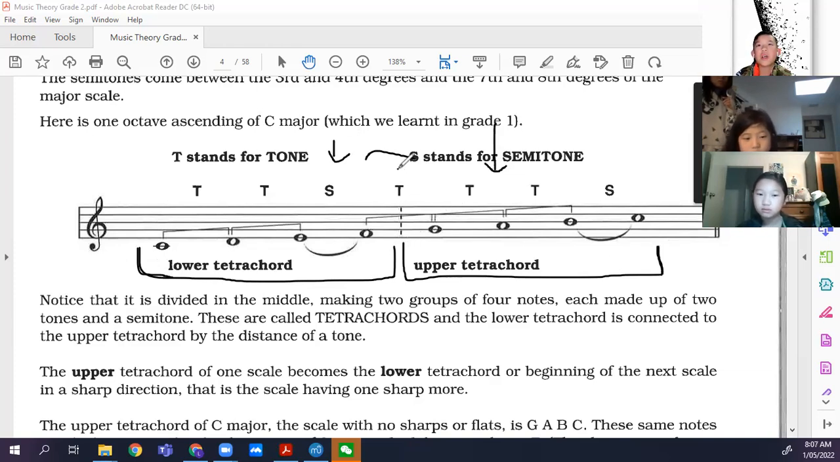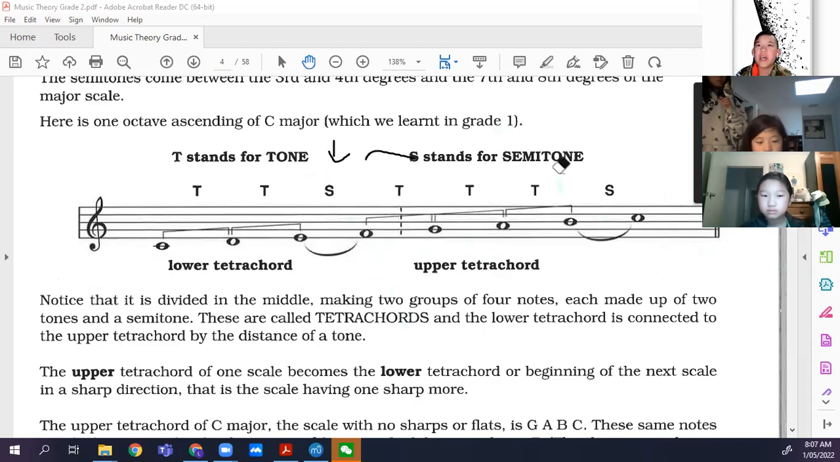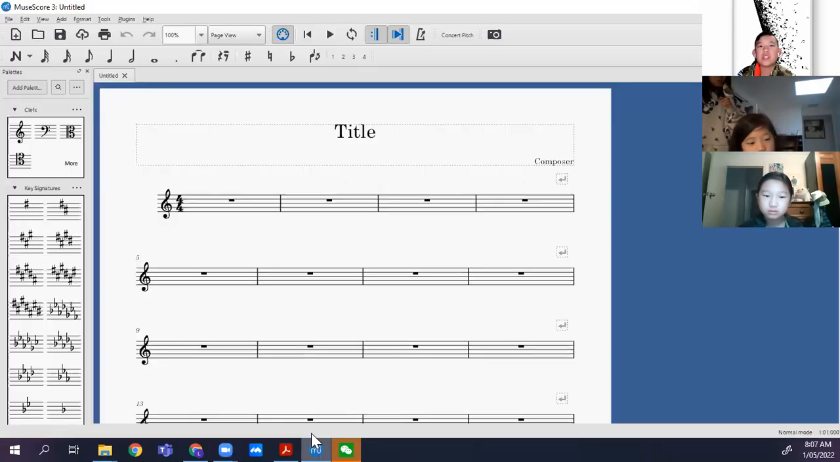And so the scale is split into 2 tetrachords. For C major, the lower tetrachord contains C, D, E, F. The upper tetrachord contains G, A, B, C. Now here's a really neat part. If you take the upper tetrachord here, which is G, A, B, C, you can build up from it to make G major. So here, I'll show it to you.